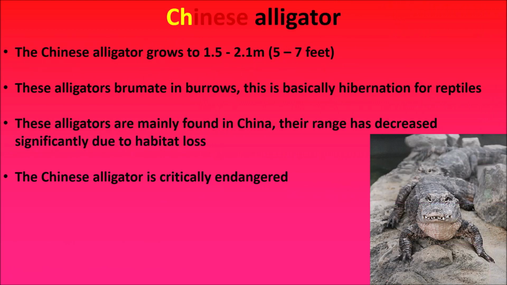The second one of the two is the Chinese alligator, and these alligators grow to 1.5 to 2.1 meters, 5 to 7 feet, which is significantly smaller. These alligators brumate in burrows. Brumation is basically hibernation for reptiles. These alligators are found mainly in China, but their range has decreased significantly due to habitat loss, and unfortunately this has led to the Chinese alligator being critically endangered.